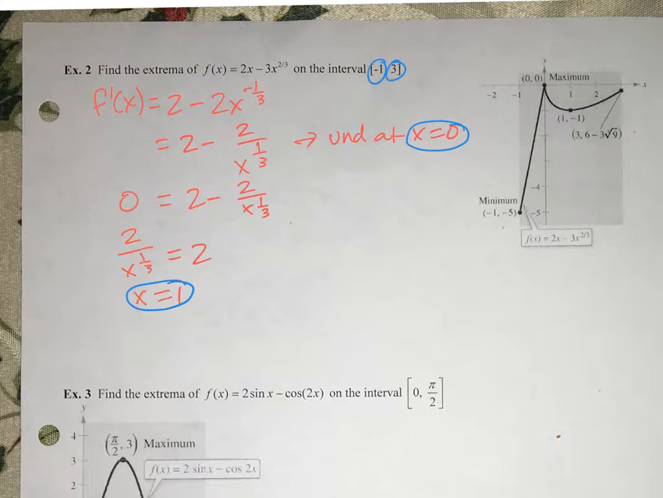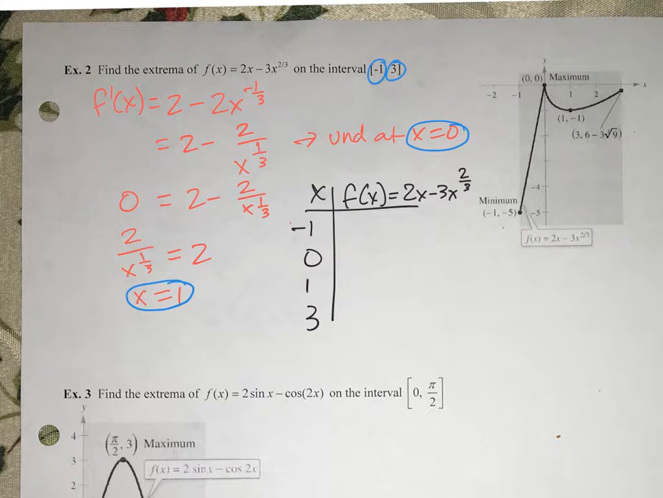So let's go ahead and list those candidates in a table. So we're going to have an x column and then a column for f of x equals 2x minus 3x to the 2/3. All right, so our candidates from smallest to largest are -1, 0, 1, and 3. Now, it doesn't really matter in what order you list the candidates, but I just like to go from smallest to largest. And then let's evaluate at each point.